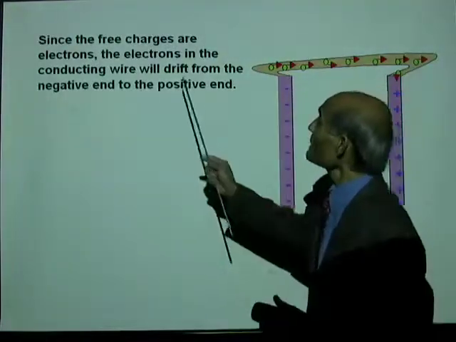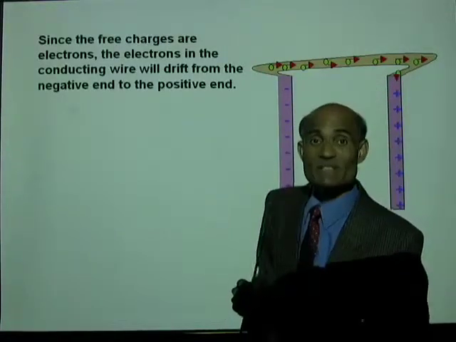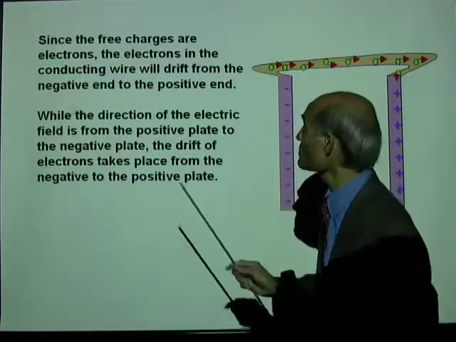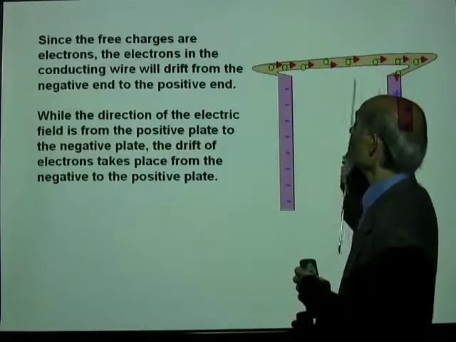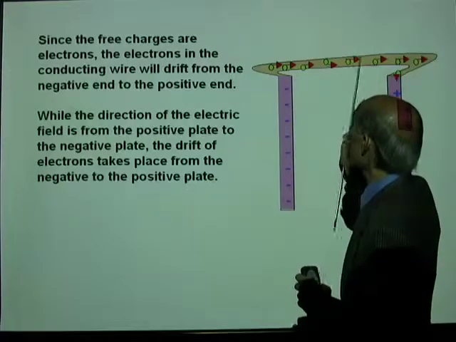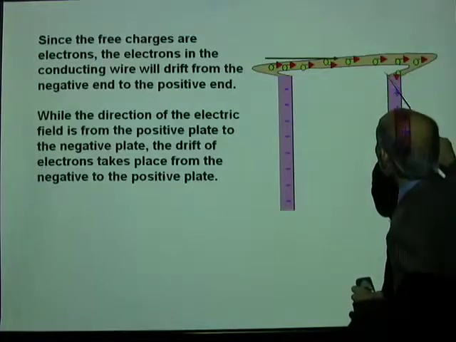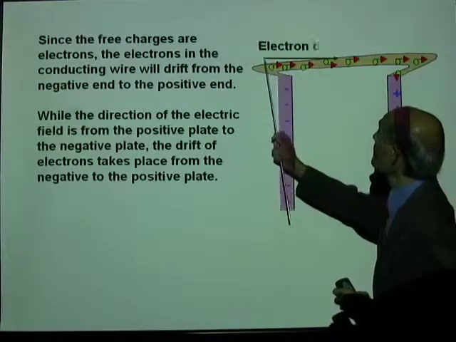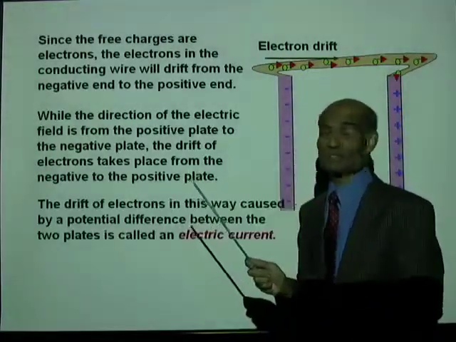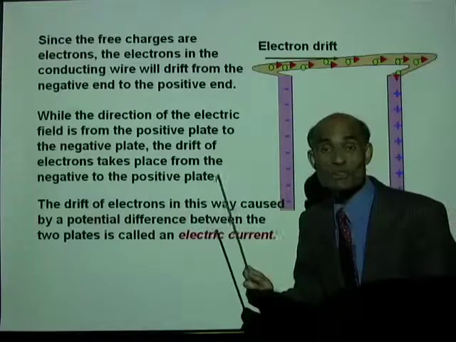Well, since the free charges are electrons, the electrons in the conducting wire will drift from the negative end to the positive end. While the direction of the electric field is from the positive plate to the negative plate, the drift of electrons takes place from the negative to the positive plate. There you are. The direction of the electric field is from positive to negative. The direction of the electron drift is from negative to positive. The drift of electrons in this way is caused by a potential difference.